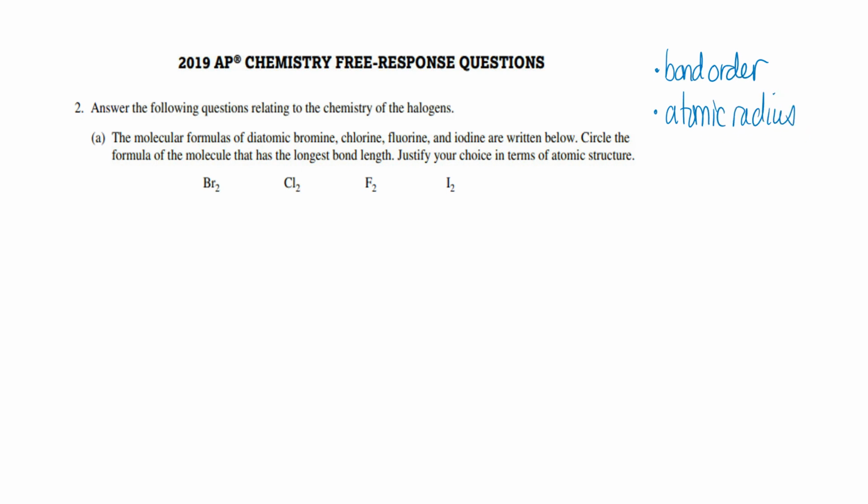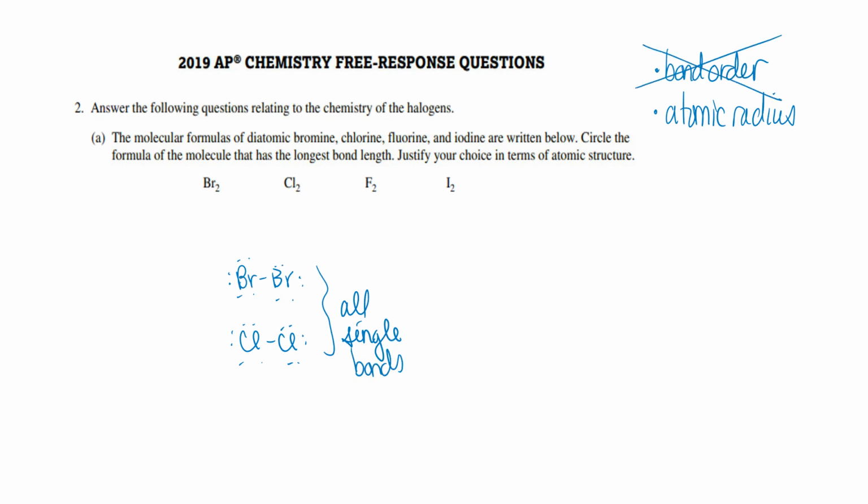So if you are looking at these and we start drawing these out, your bromine, it's going to look like this. Your chlorine to the chlorine, it's going to look like this. We don't have to draw them all out, but it turns out that these are all single bonds. So bond order is not going to be a variable that changes, so it must have to do with the atomic radius. And so for atomic radius, you want to think about your periodic trends.